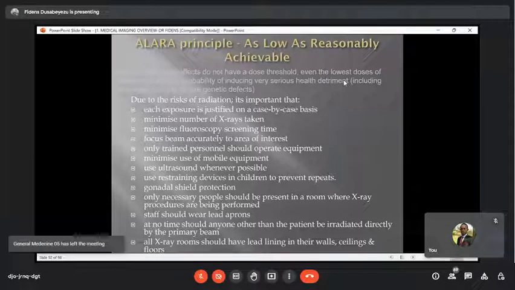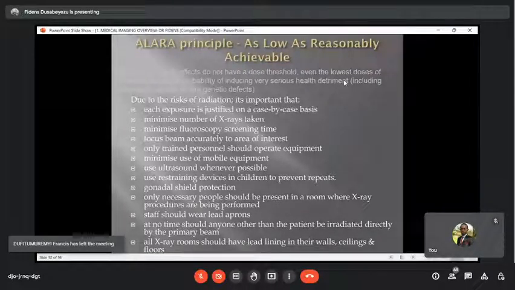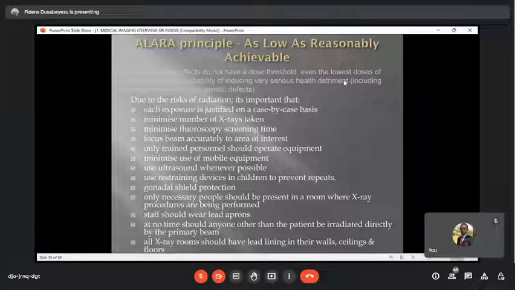And number 13, all X-ray rooms should have lead lining in their walls, ceilings, and floors. That one, it is done. You cannot start using an X-ray machine without having this lead lining in ceilings, walls, and floors. Those are things we do going with the ALARA principle in radiology. I just want you to know all of this so that when you come to radiology, you know the reason why this is done this way, and this is not done.